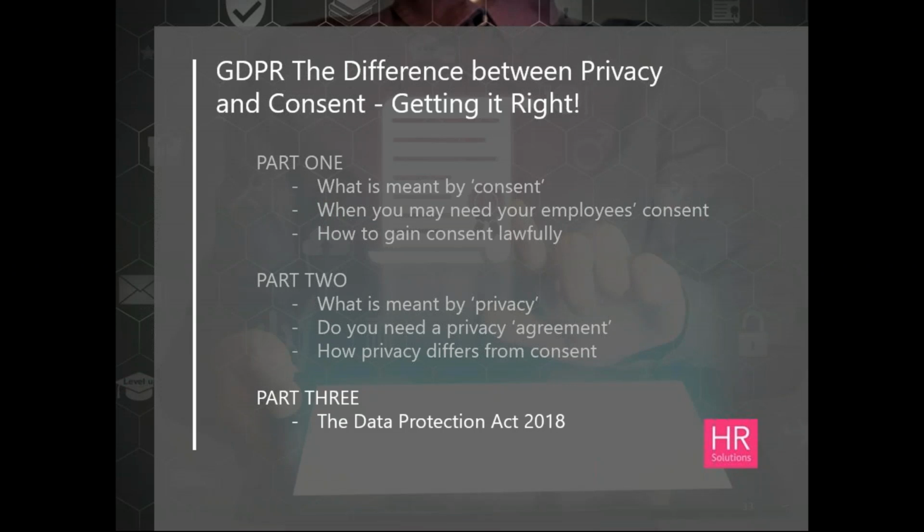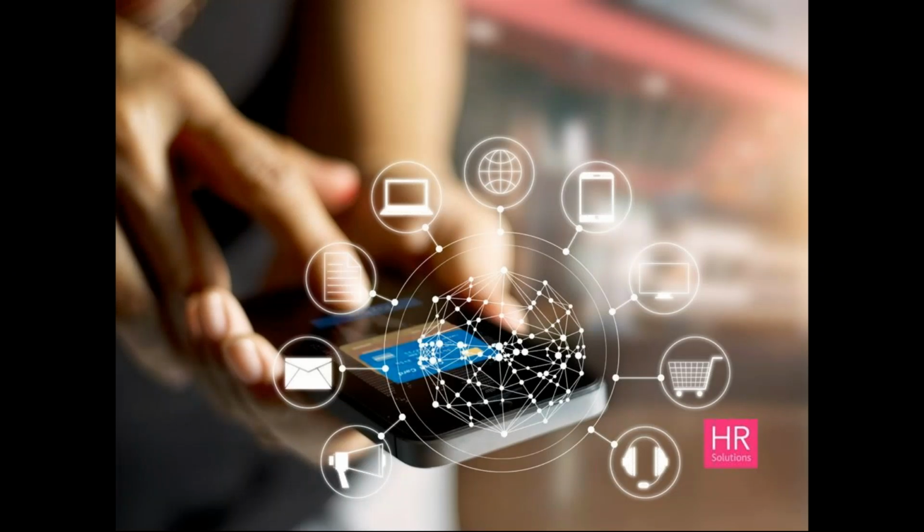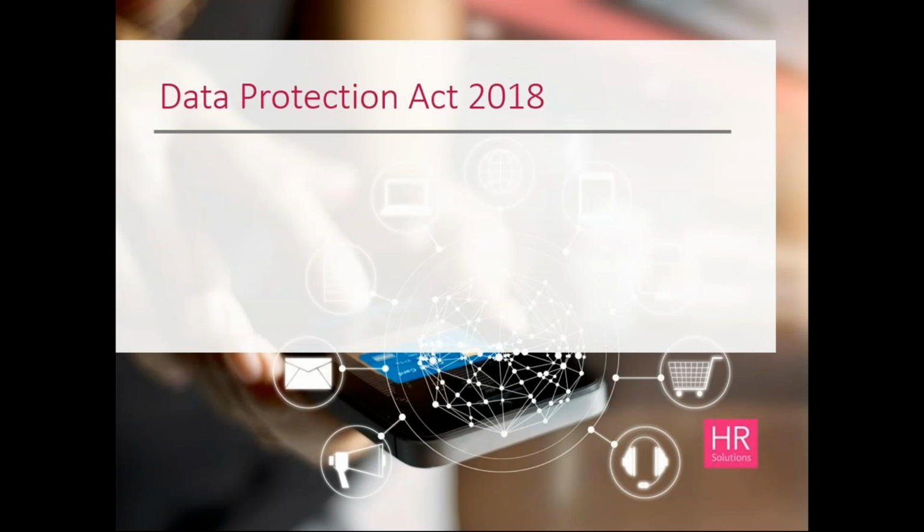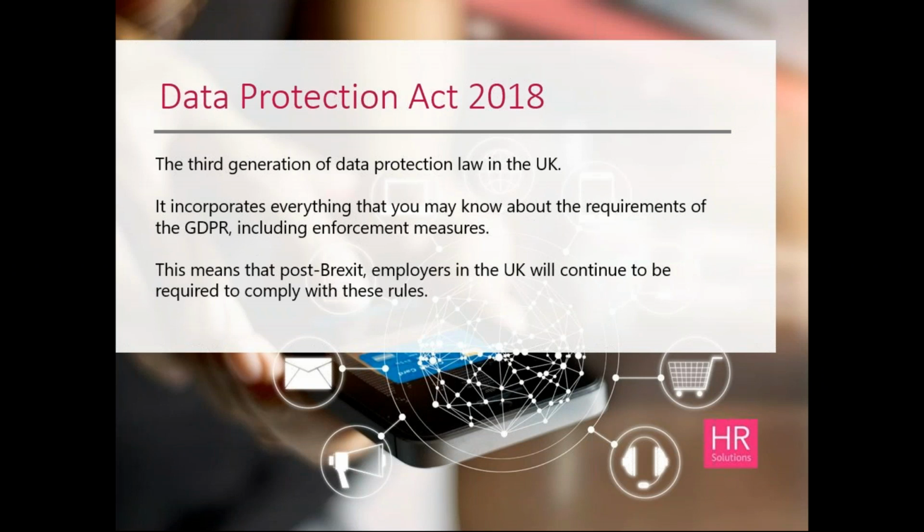So, last but not least, the Data Protection Act. It's here. If you heard about the Data Protection Bill, okay, so that is now gone. The Data Protection Bill has been passed and it's now turned into the Data Protection Act 2018, okay? So just for anyone who's not familiar with it, this is the third generation of data protection law in the UK. It incorporates everything that you might know already about the GDPR, including how it's going to be enforced. And it does mean, therefore, that post-Brexit, we are still going to have to comply effectively with GDPR because it is ingrained in the Data Protection Act.